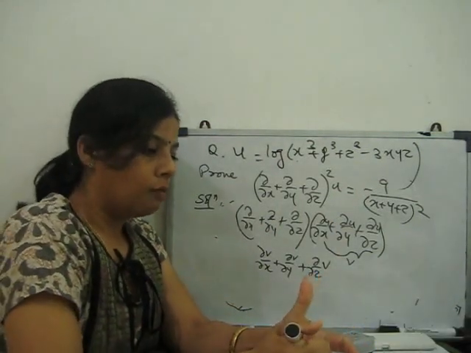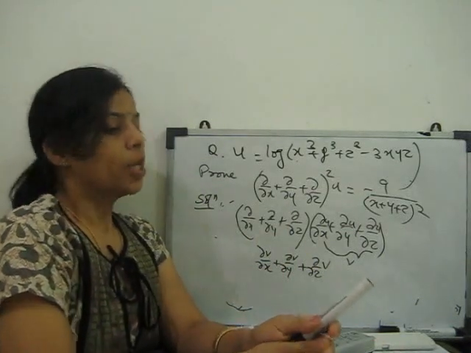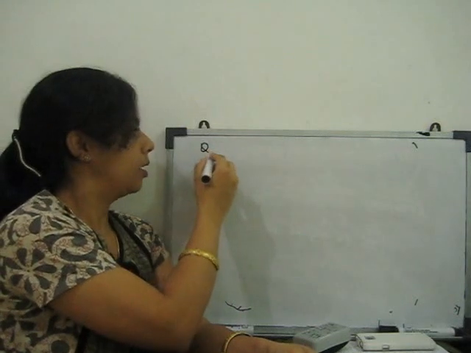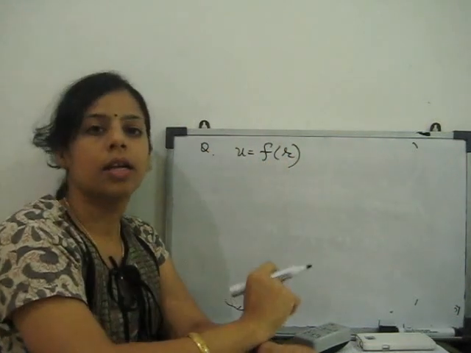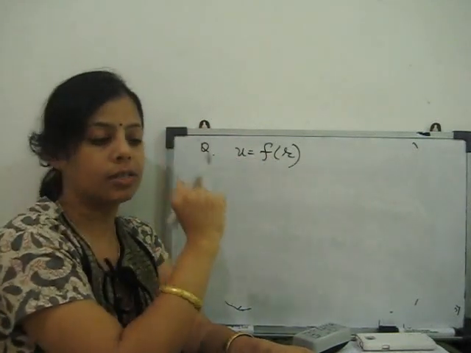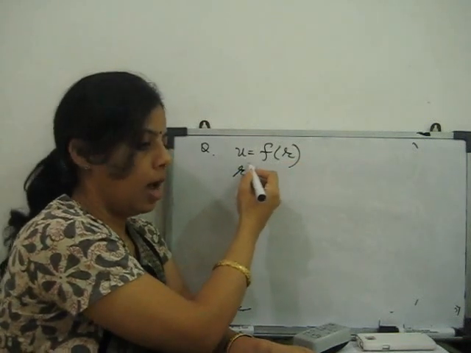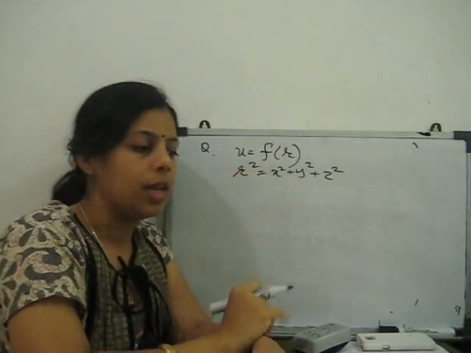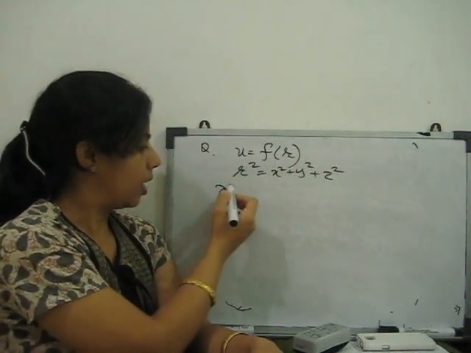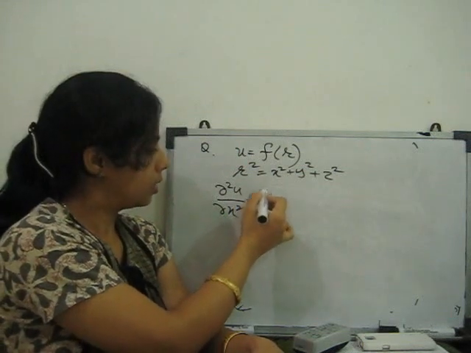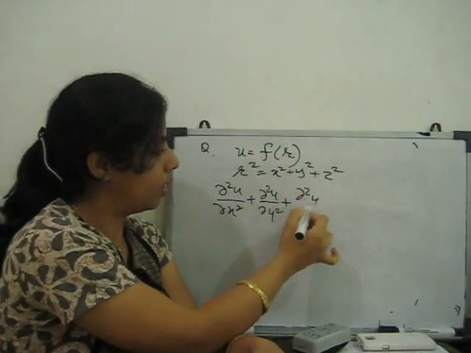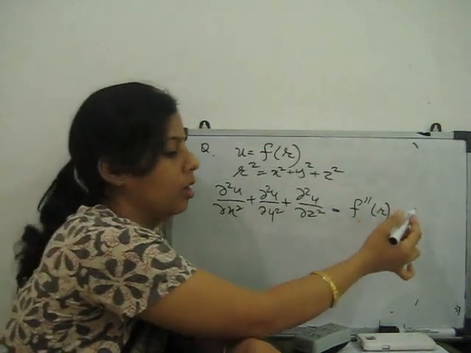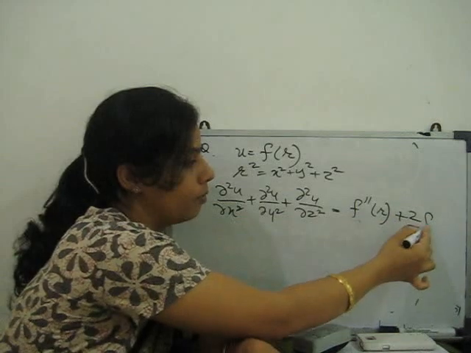Next, I will give one example where the given function is in terms of r, and r is given in terms of x and y. For example, if u is equal to a function of r, u is not directly a function of x, y, z; u is a function of r, and here r square is equal to x square plus y square plus z square, so r is a function of x, y and z. In this case, we have to prove that del 2u by del x square plus del 2u by del y square plus del 2u by del z square is equal to f double dash r, the second order derivative, plus 2 by r of f dash r.